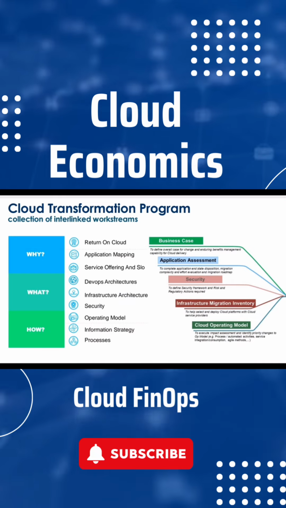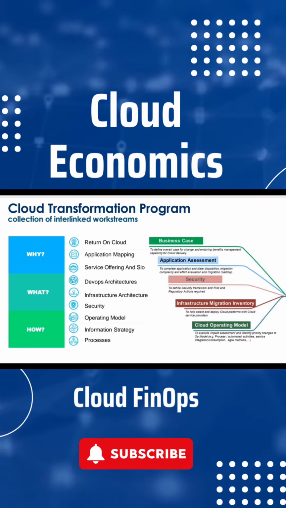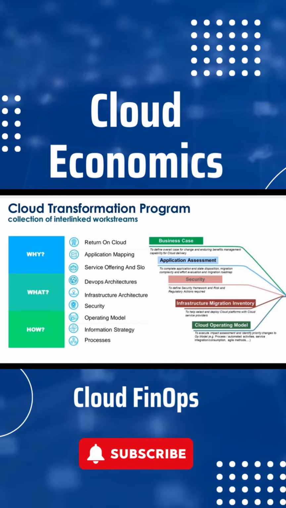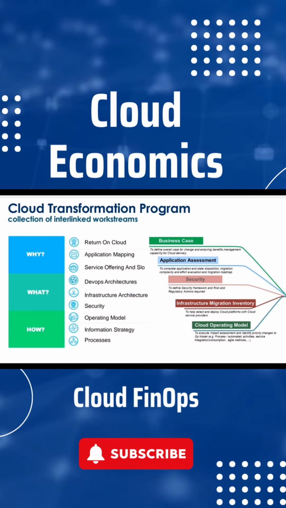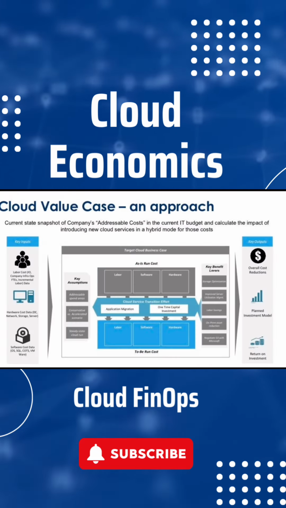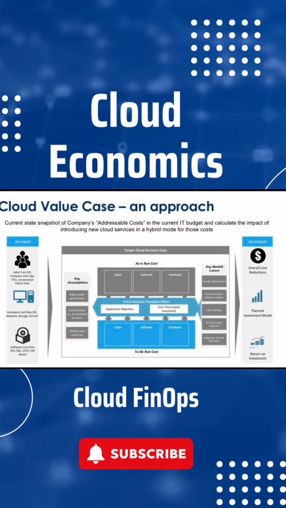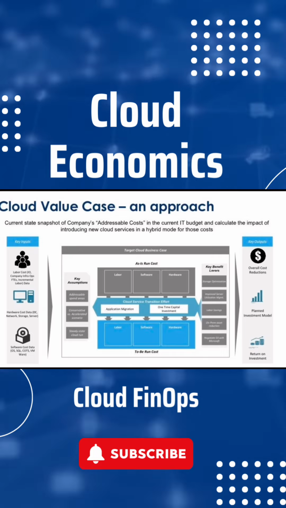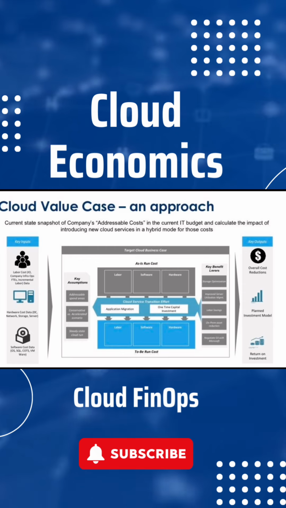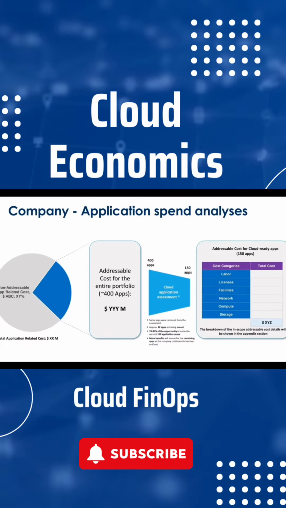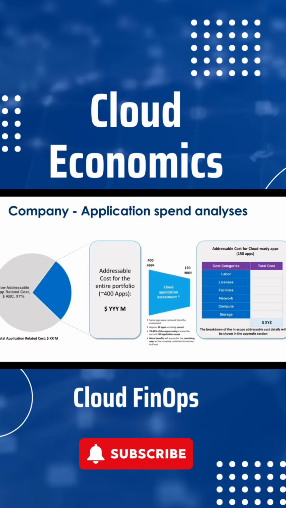We started with the why, the what, and the how, understanding, building the business case, doing the application assessment. Are you able to really contain costs and do some reductions? Can you plan this investment to understand how the finance would work? And then eventually, what would the ROI be in a year, 2 years, or 3 years? You define what is called addressable application spend.